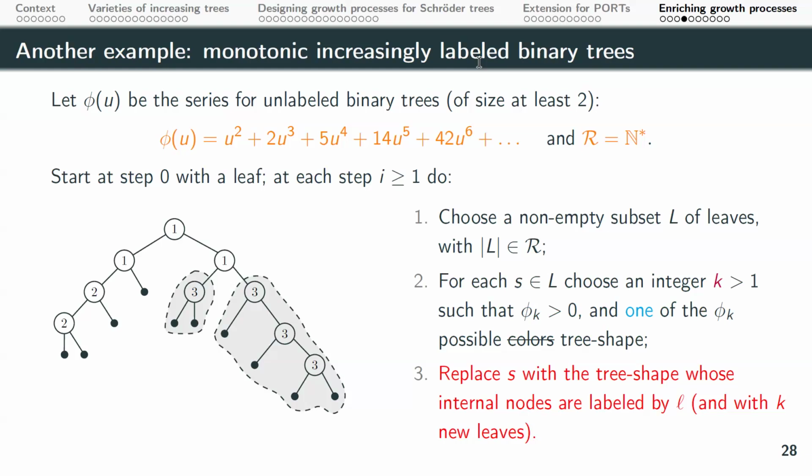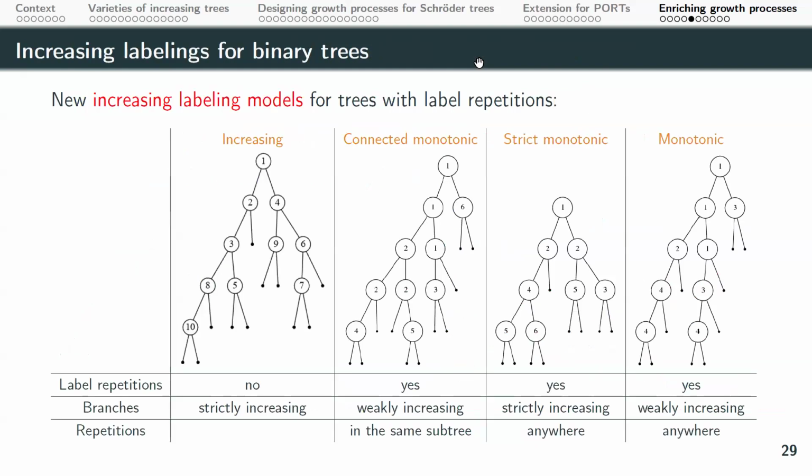And now there is something that I was not able to do before. Along the same branch, I can also have repetitions in the labels. And this was not possible before, because before I was replacing a leaf by a single internal node. And now I replace it by a shape, a tree structure. So now in this enriched model, we can obtain classical increasing trees. We can obtain the last model that I just described here.